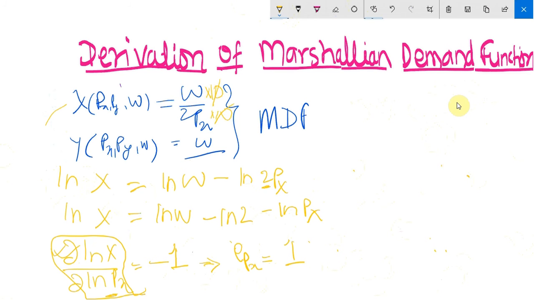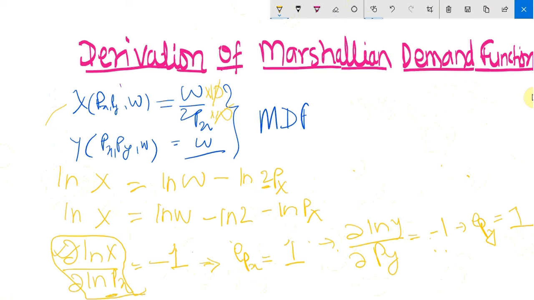Similarly, we can expand the demand function for y in this way, and we can show that del log y over del log py is also -1. This means price elasticity of y is 1. So in this way, the price elasticity in this demand function is unitary.